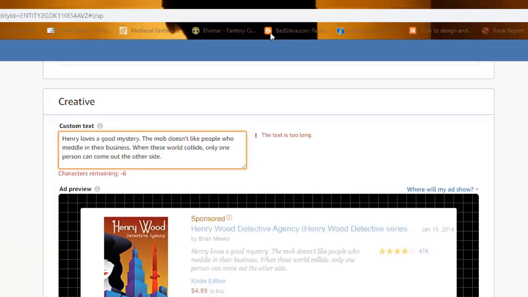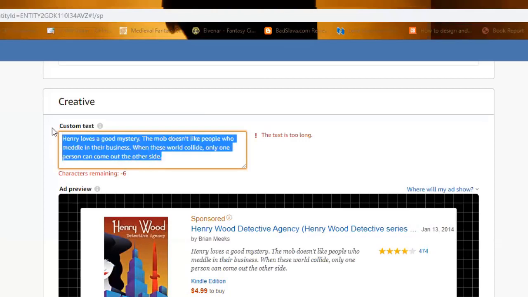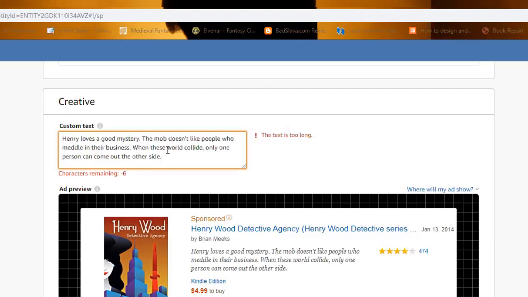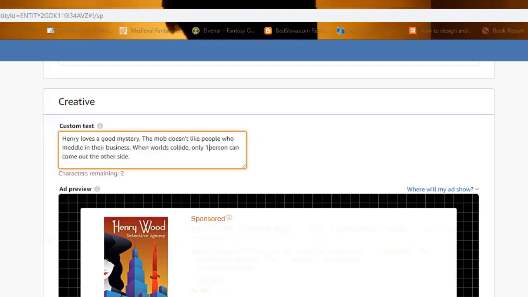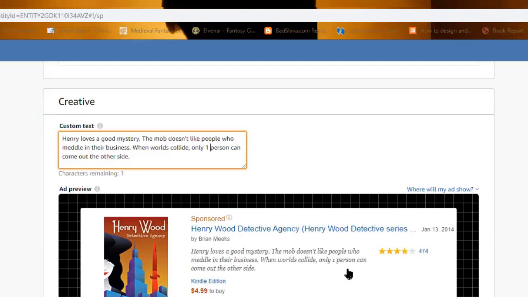And it didn't fit, which is what I was trying to do. You are limited to 150 characters on your text. I have gone six over. So if I take these out and add an S: when worlds collide, only one person. I generally wouldn't use the one, but that was how I adjusted the ad to make sure it fit. Let's go ahead and hit launch.